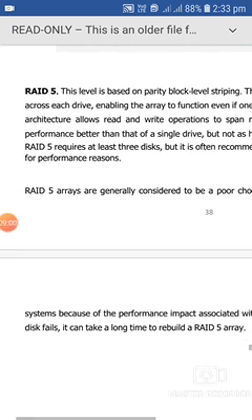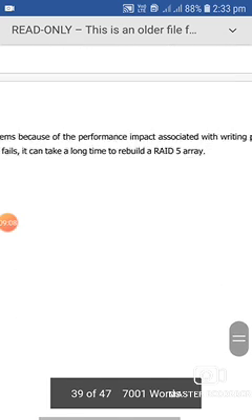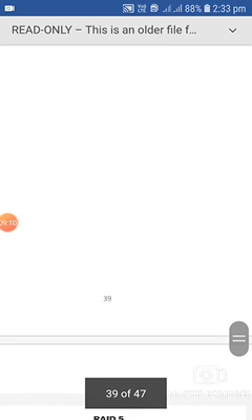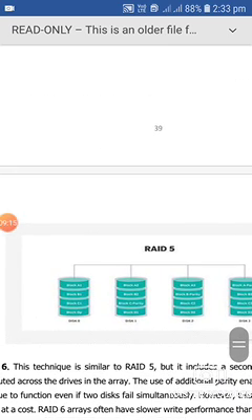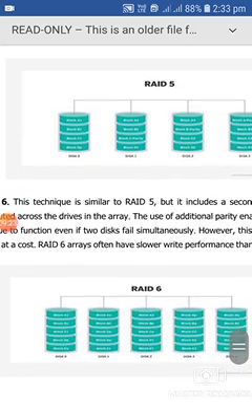Next we are going for RAID 5. This level is based on parity block level striping. இங்கே வந்து parity block level striping அப்படின்ற கான்செப்ட் யூஸ் பண்ணுவோம். டயக்ராம்லேயும் நீங்கள் பார்க்கலாம் அது. சரிங்களா. அது டயக்ராம் வந்து இங்கே இருக்குது. When a disk fails, it can take a long time to rebuild a RAID 5 array. இதான் வந்து RAID 5ல இருக்க drawback.